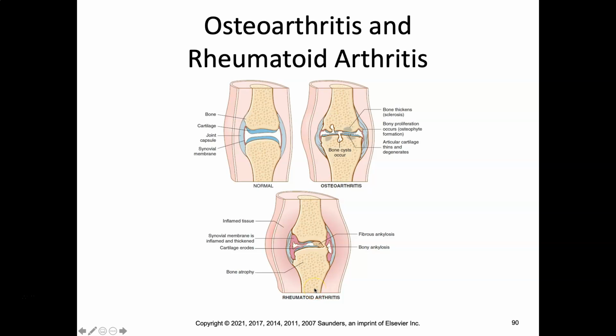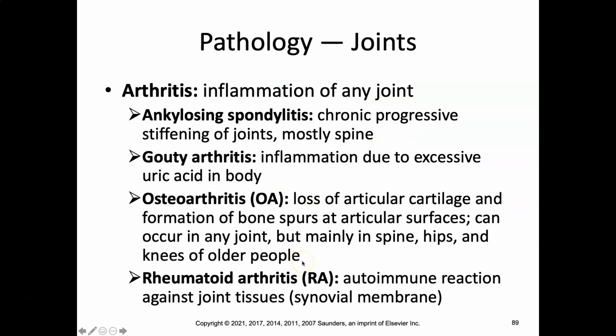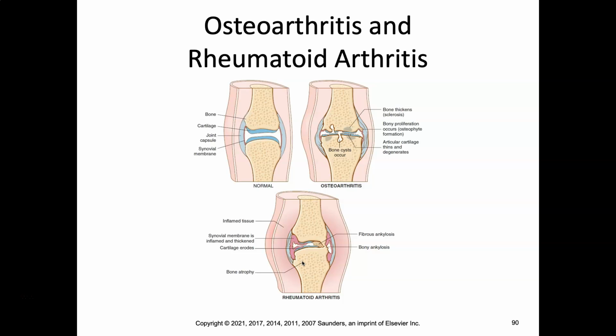Rheumatoid arthritis is even worse, unfortunately, because not only has that autoimmune reaction gone in there and attacked the synovial membrane and caused inflammation, but it's eroded the cartilage, it's taken out most of that fluid, it's caused this fibrous ankylosis and bony ankylosis, it's caused bone atrophy. You look at the difference, it's horrific. You've got all that, plus you've got the inflammation around it. So that visual helps you see the difference between the three.